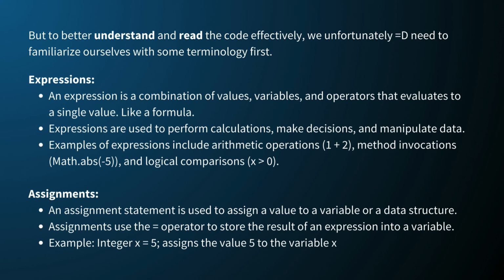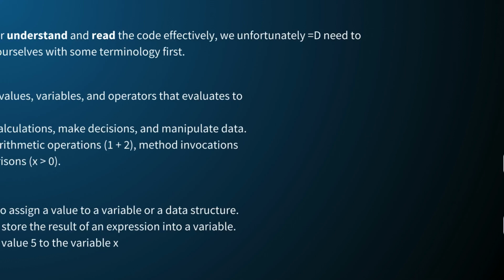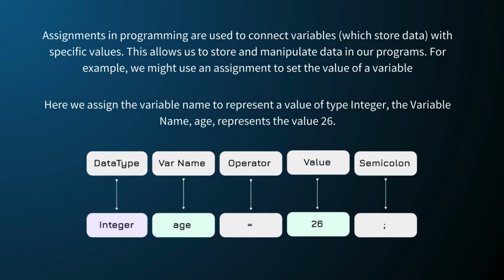An assignment statement is used to assign a value to a variable or a data structure. Assignments in programming are used to connect variables, which store data, with specific values. This allows us to store and manipulate data in our programs. For example, we might use an assignment to set the value of a variable.